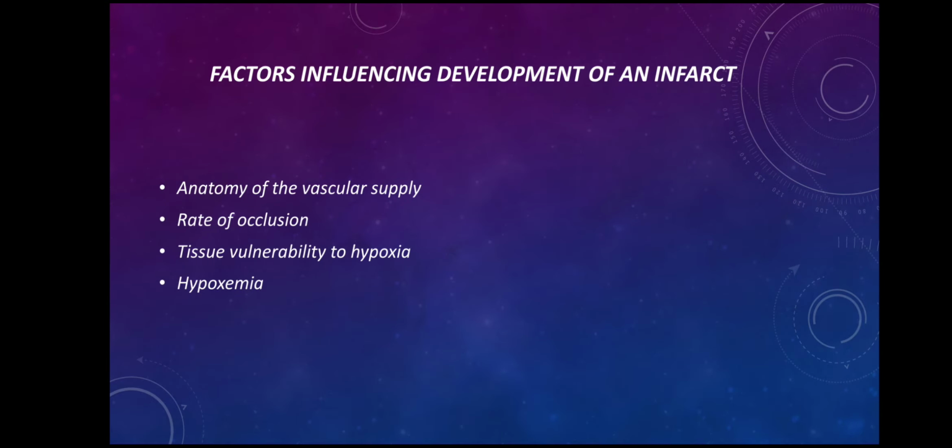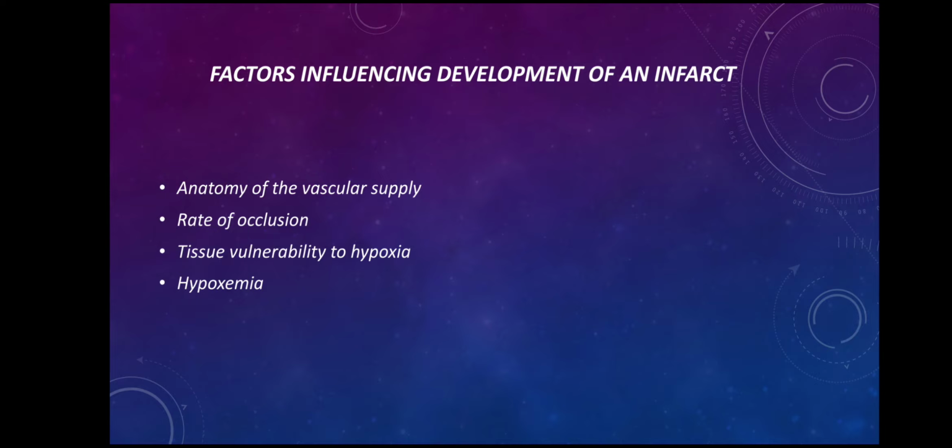Now lastly, there are certain factors which influence the development of an infarct. First is the anatomy of the vascular supply. I already told you that organs having dual circulation are more resistant to developing an infarct, like the lung, which has dual supply. Similarly in the liver, the hepatic artery and portal vein supply the liver, so they are relatively more resistant to developing an infarct.